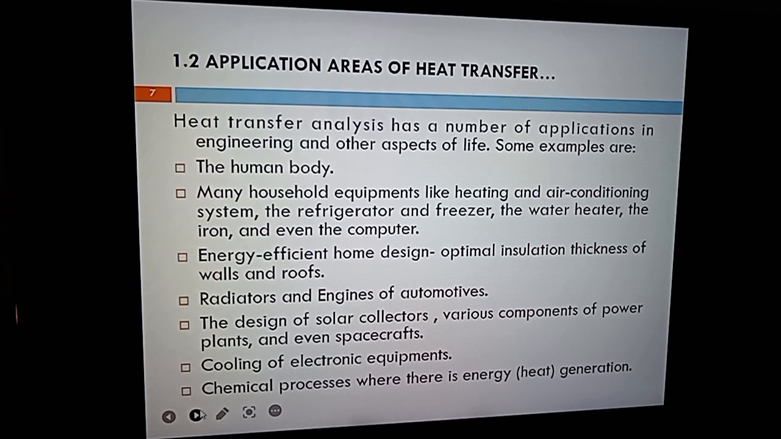And energy efficiency, home design, optimal insulation thickness of the wall and roof, radiator, and engines of the automotive. The design of solar collectors, various components of power plants, and even spacecraft. These are the places where heat transfer occurs. Cooling of electronics equipment and chemical processes, where there is energy or heat generation.